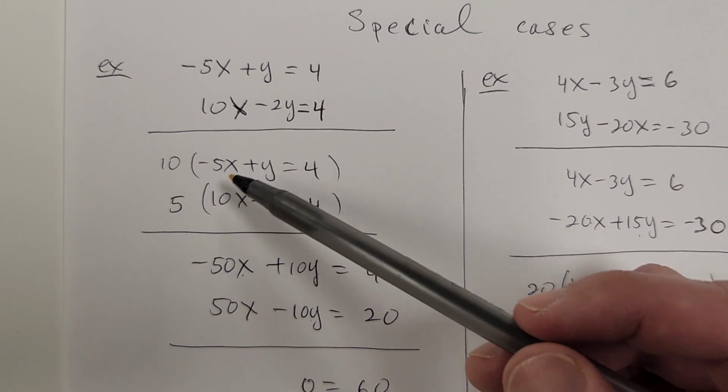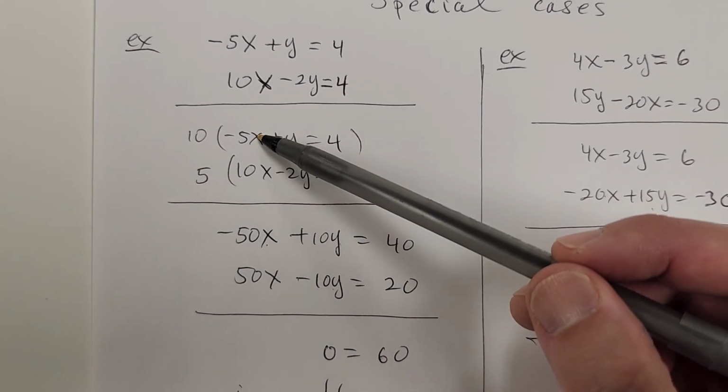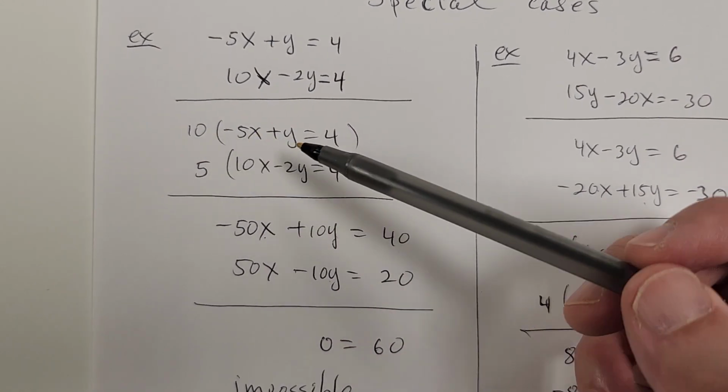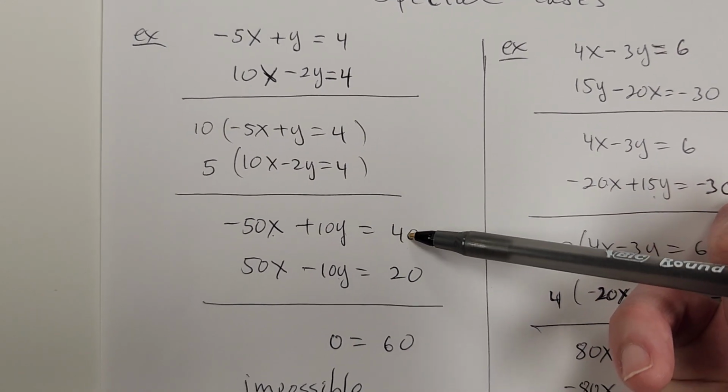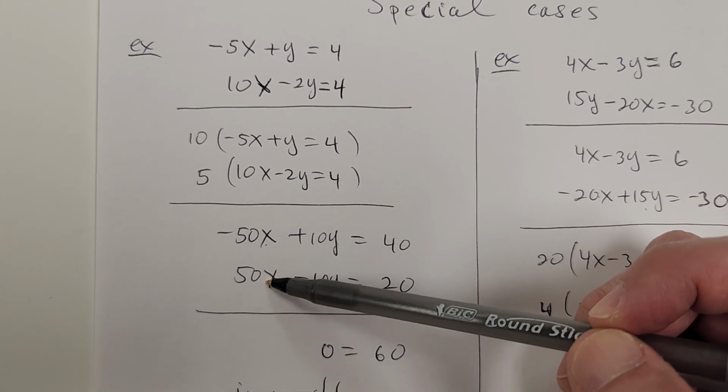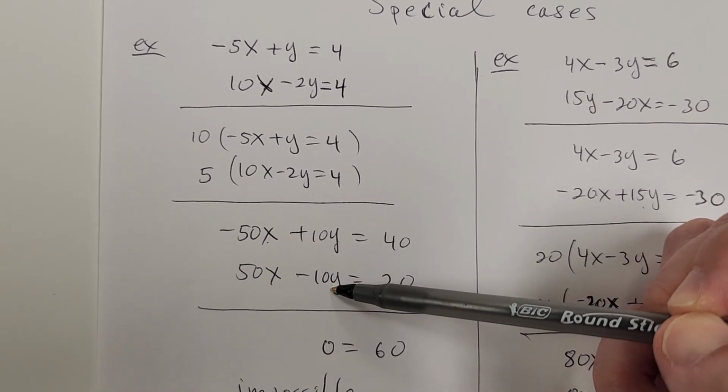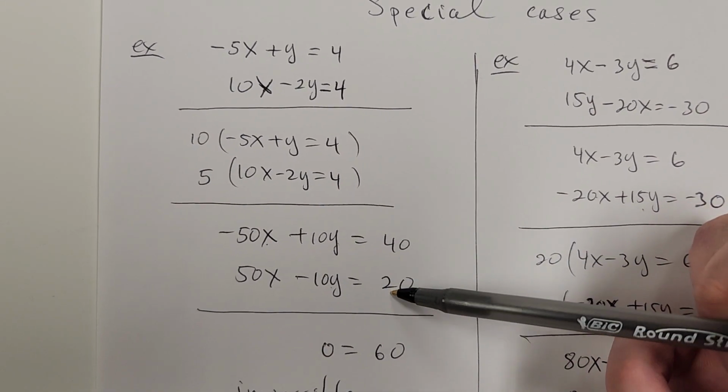Okay, next we distribute. So 10 times negative 5, negative 50. 10 times 1 gives me 10. 10 times 4 gives me 40. 5 times 10 is 50. 5 times negative 2 is negative 10. 5 times 4 is also 20.